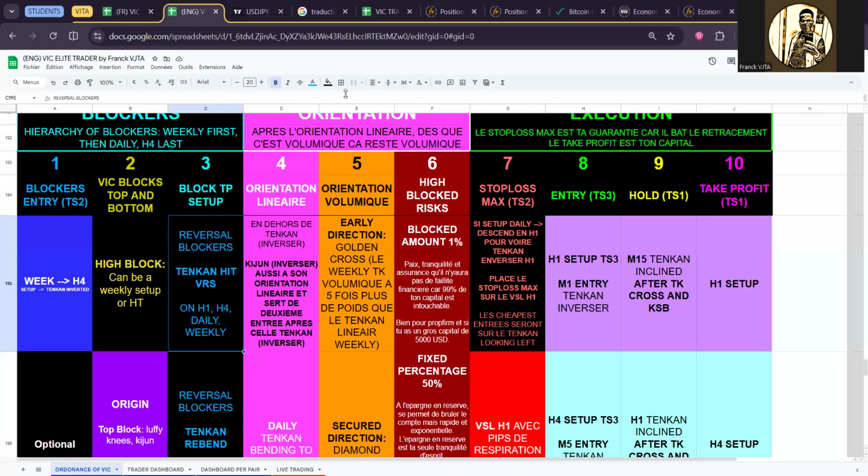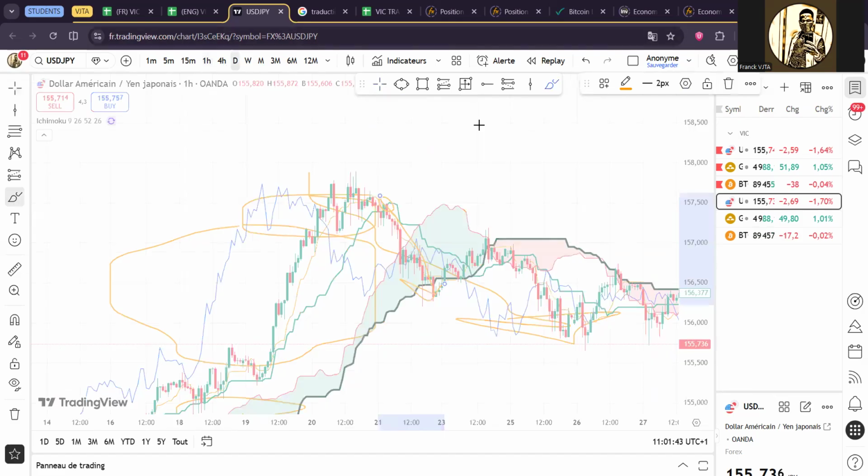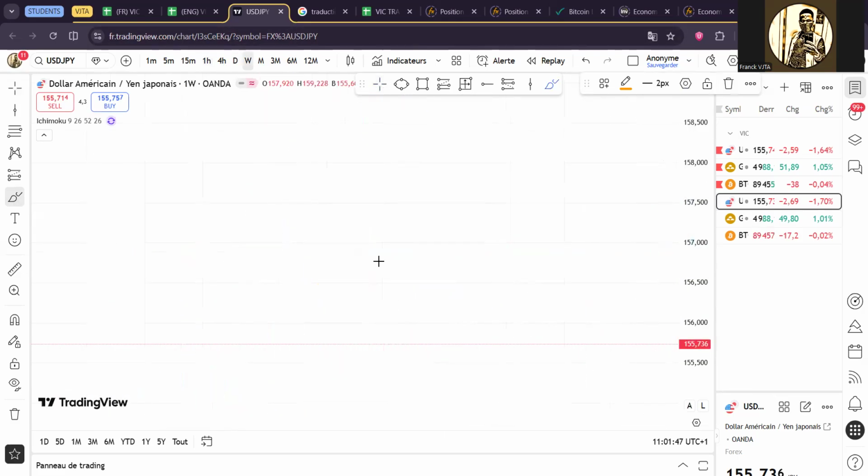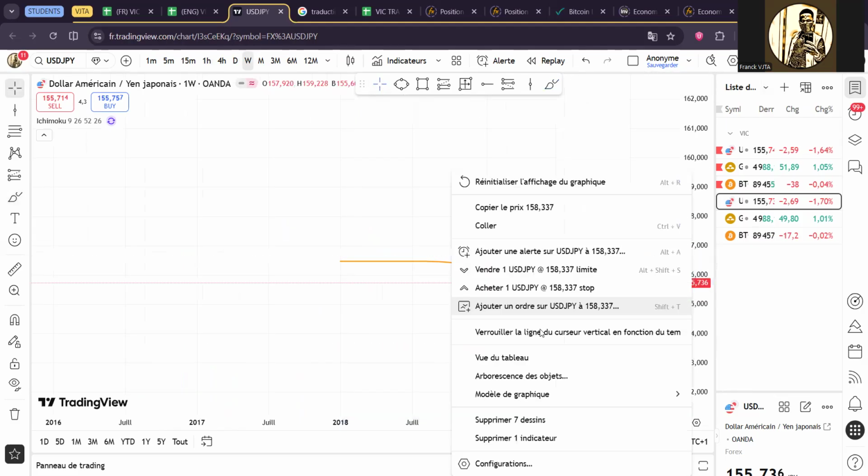So the reversal is the blocker. It is a blocker. Why? Why is Tenkan hitting VRS a blocker? It blocks the price from continuing to move to the upside.